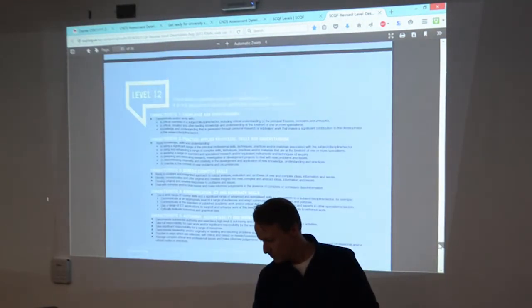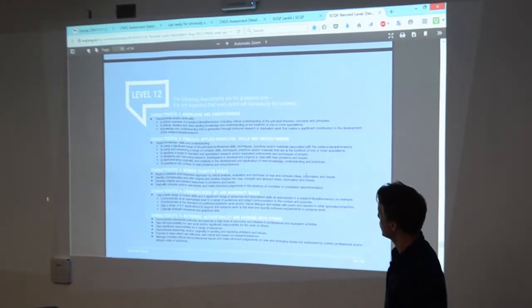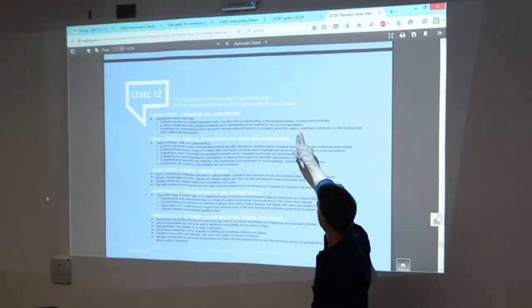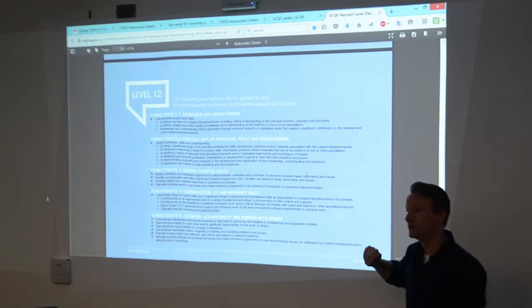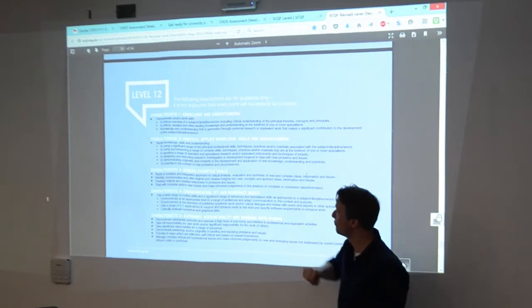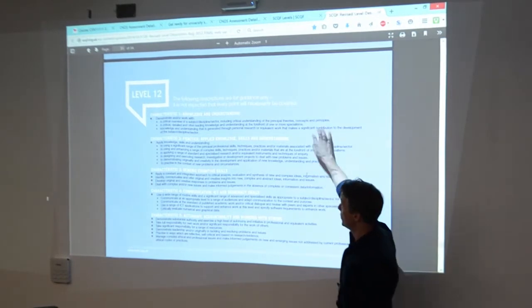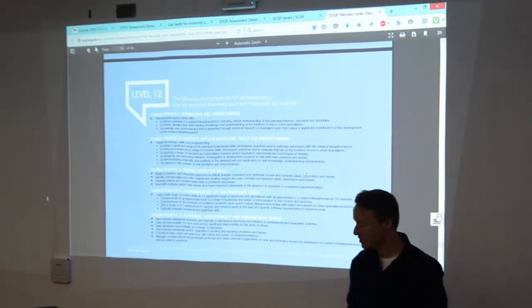Okay, so level 12. This is PhD, so we're talking about research and equivalent work, making a significant contribution to the development in the field. Okay, so a significant contribution to research, that's one of the key level 12 learning goals. So we've got knowledge and understanding, practical and applied stuff, cognitive skills, communication, etc.